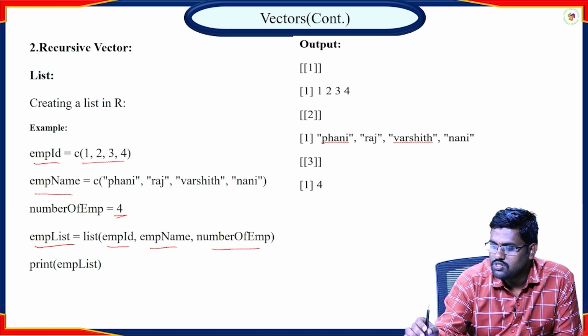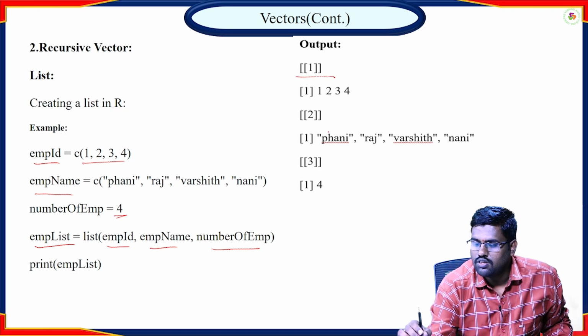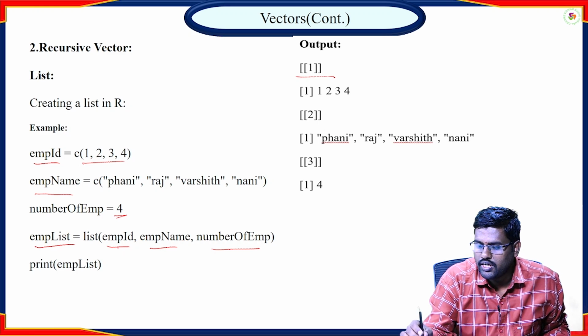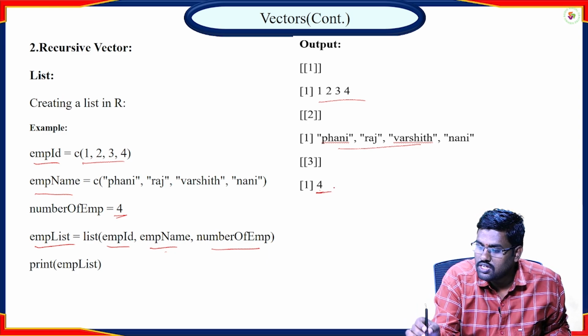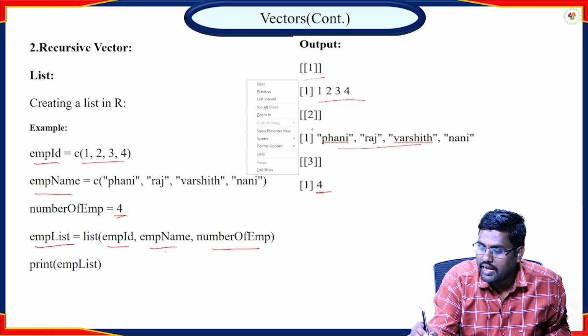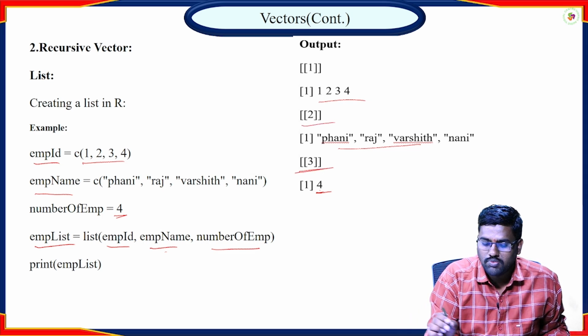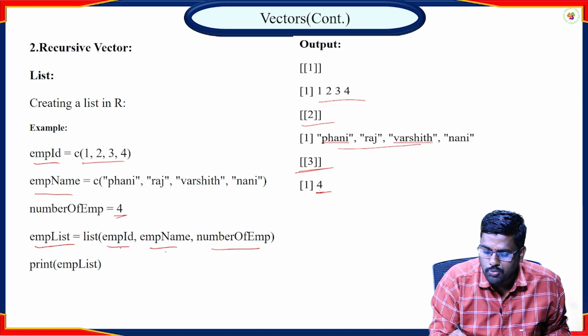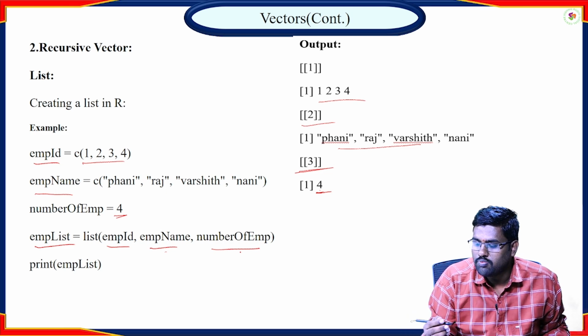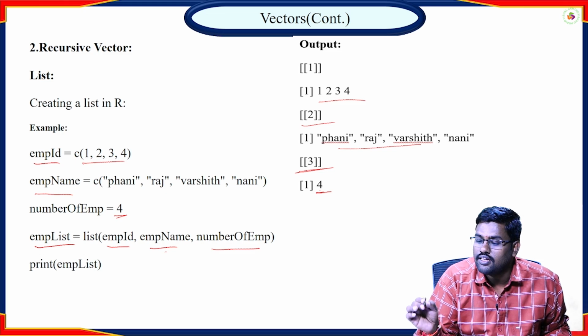If that is a list, they need to represent the indexes at the starting. So first employee ID will be printed 1, 2, 3, 4, and next the employee names will be printed, those values, and the number of employees count will be printed. In a list, each and every component is shown with index numbers. So 1 means the first, employee ID, will be displayed, 2 means the second, employee name, and 3 means number of employees. Like this the values will be displayed in the list. A list means a collection of all the data type values in the same structure itself. That is called a list.